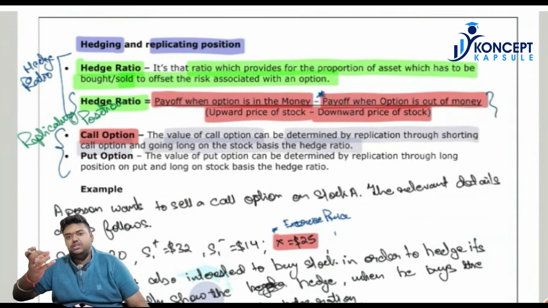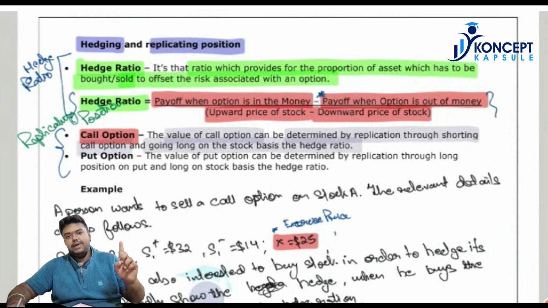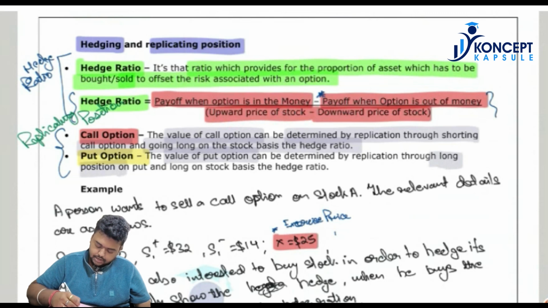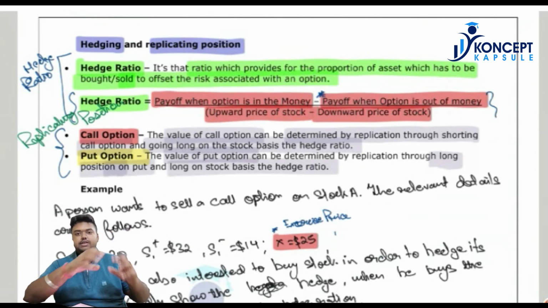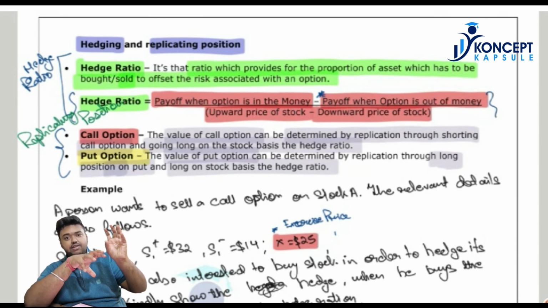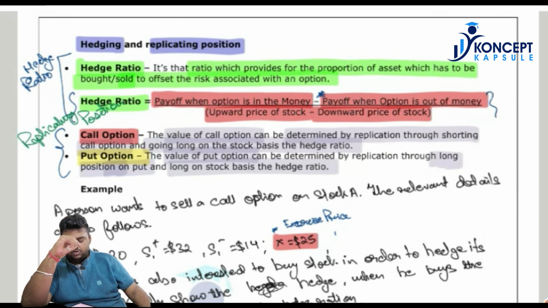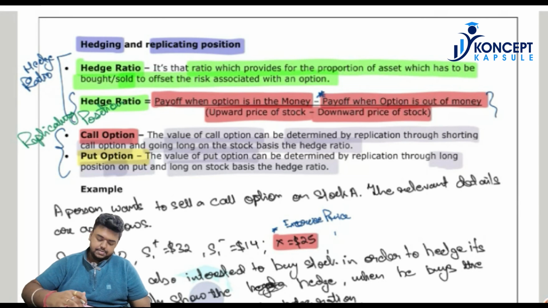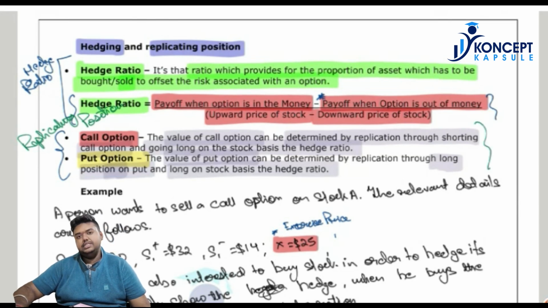So basically, the call option value we can get by going short on the call and going long on the stock using the hedge ratio. Similarly, in case of put options, the value of the put option can be determined by going long on the put option and long on the stocks by the hedge ratio. So basically, we can derive the value of the call as well as the value of a put by going long on the stock, and short in case of a call and long in case of a put. So this is a small concept linked to the hedge ratio.